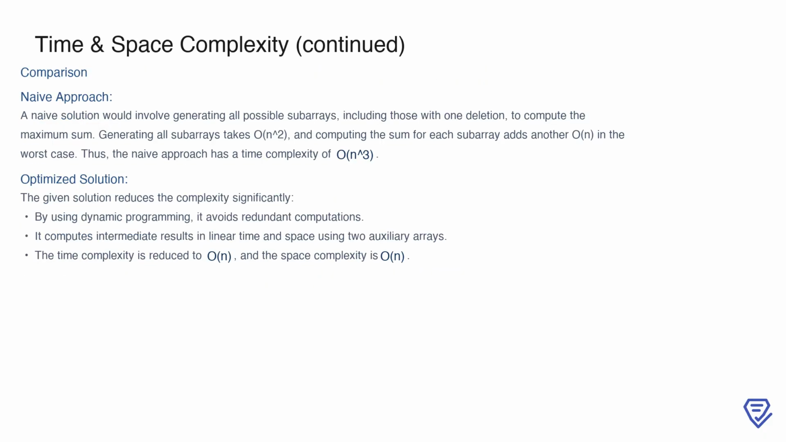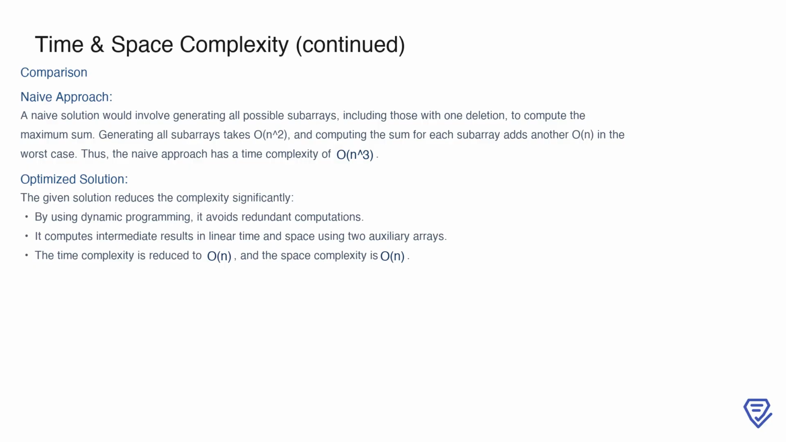To better understand the efficiency of this approach, let's compare it to a naive solution. A naive algorithm would generate all possible subarrays, including those that allow one deletion, to compute the maximum sum. Generating all subarrays requires O(n^2) time, and for each subarray, summing up the elements could take an additional O(n) in the worst case, resulting in a total time complexity of O(n^3).